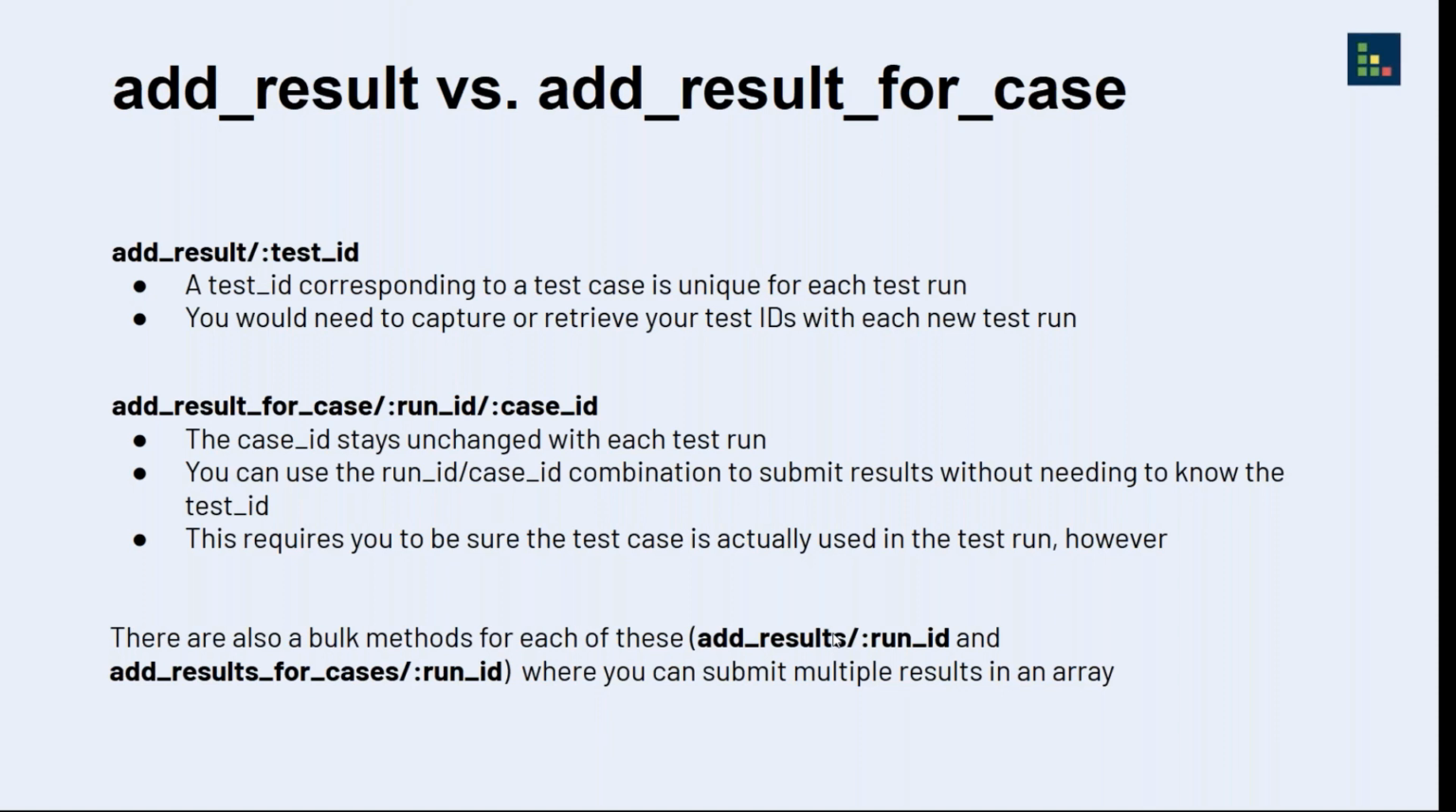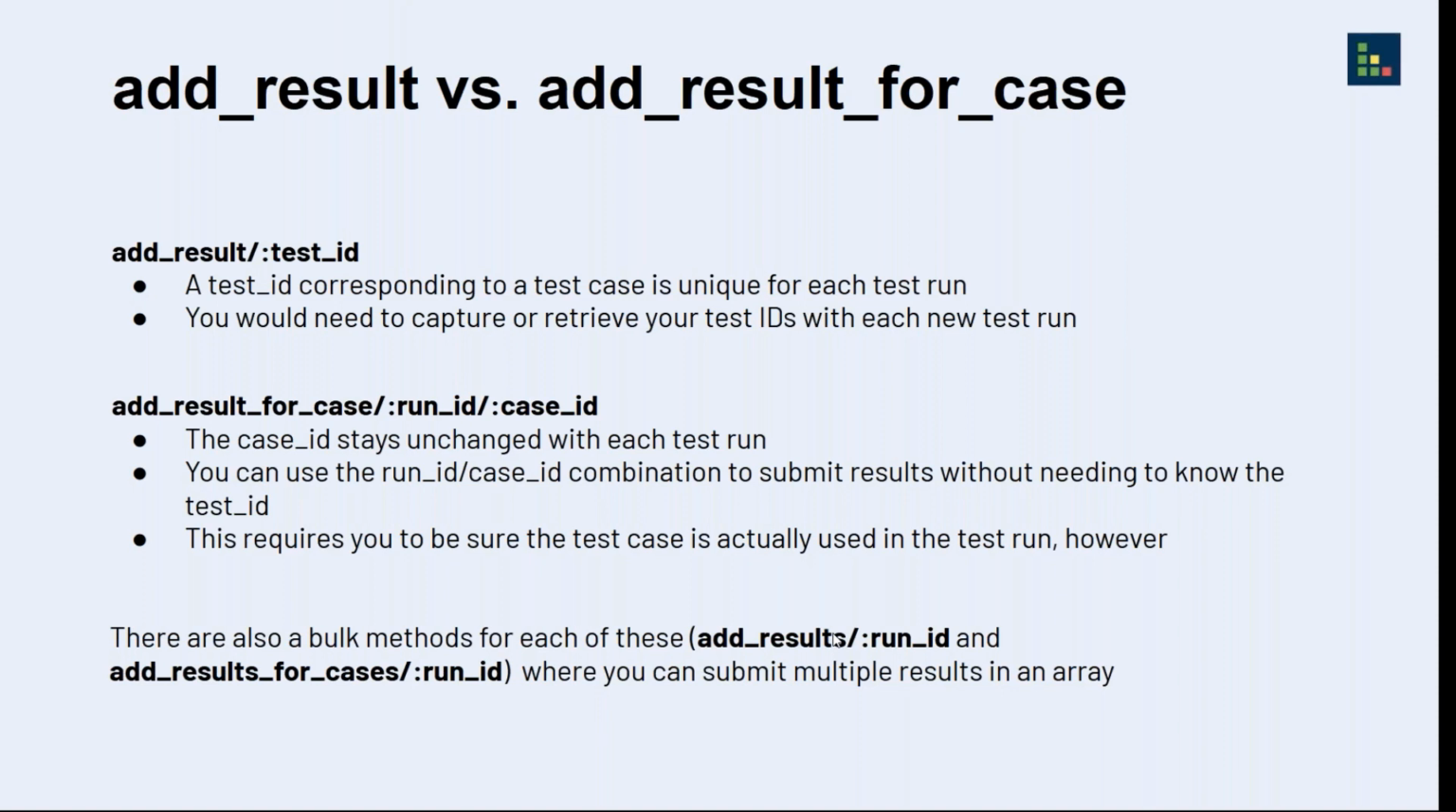So with that in mind, you can submit results to each individual test ID, or you can submit results to that single case ID and only change your run ID. So it's up to whatever works best for you. Generally, using the add result for case or cases endpoint can be more efficient, since if you know your case ID, all you need is the run ID. You do not need to go in and retrieve the test IDs every time they change.